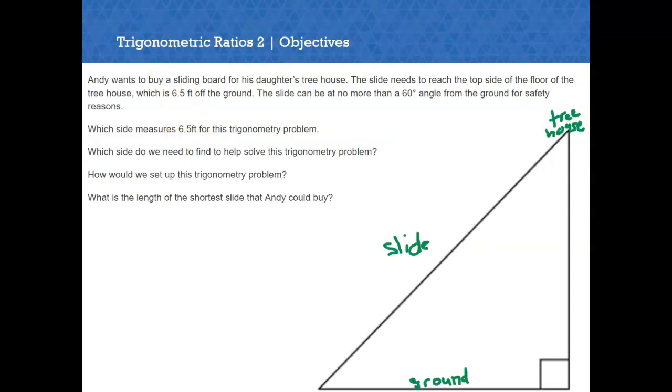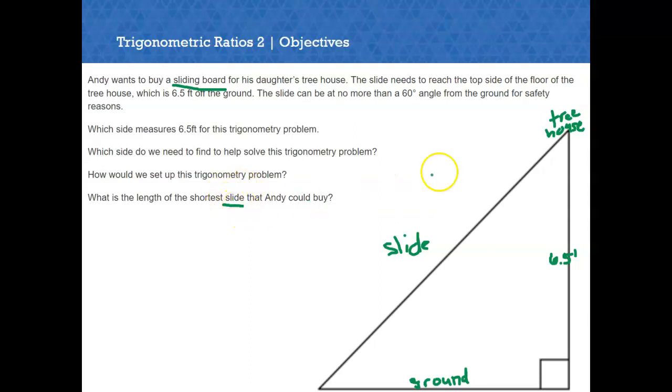So it says that the treehouse is 6.5 feet off the ground. So that means that this line right here is 6.5 feet, if this is the ground and this is the treehouse. Now, we're looking for a sliding board, so I'm going to assume that this is going to be the slide. And it kind of tricks us here because in the end it asks us what is the length of the shortest slide. Well, that doesn't mean that it's going to be the shortest side of our triangle.